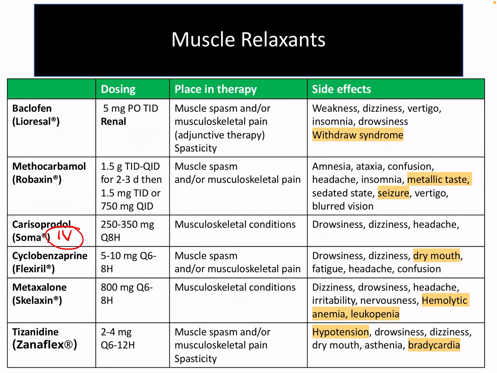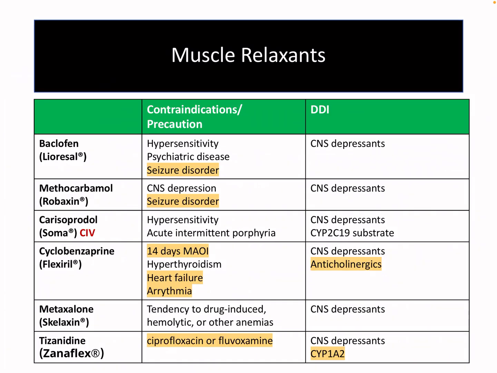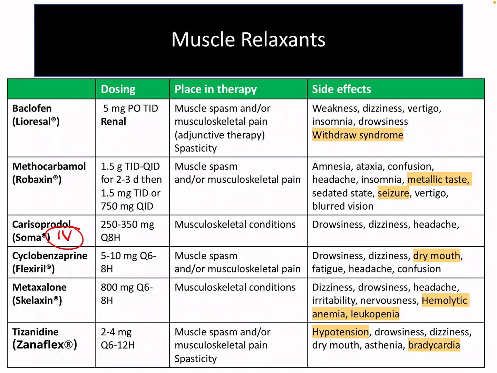The side effects to note for each agent are highlighted here. One thing to remember is baclofen does have a withdrawal syndrome, so you do want to make sure you titrate off therapy. Methocarbamol is associated with seizures and can decrease your seizure threshold. It and baclofen are contraindicated in patients with seizure disorders, as you can see here. Carisoprodol overall is well tolerated, but it has that risk for substance abuse and dependence, and for that reason it is a controlled substance.